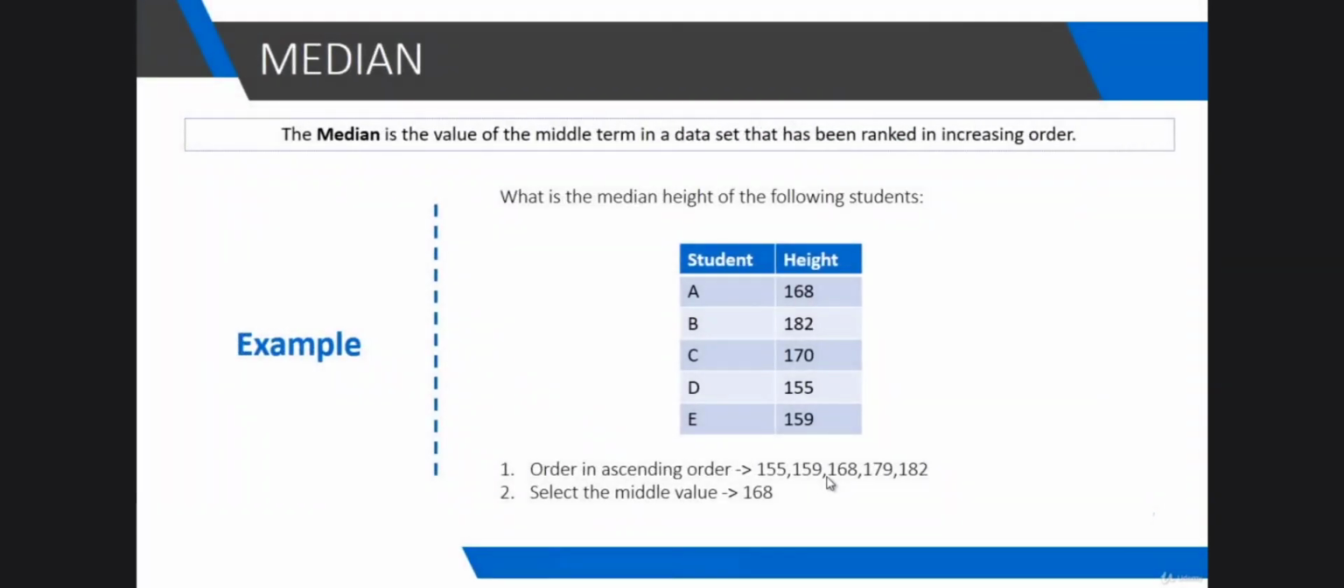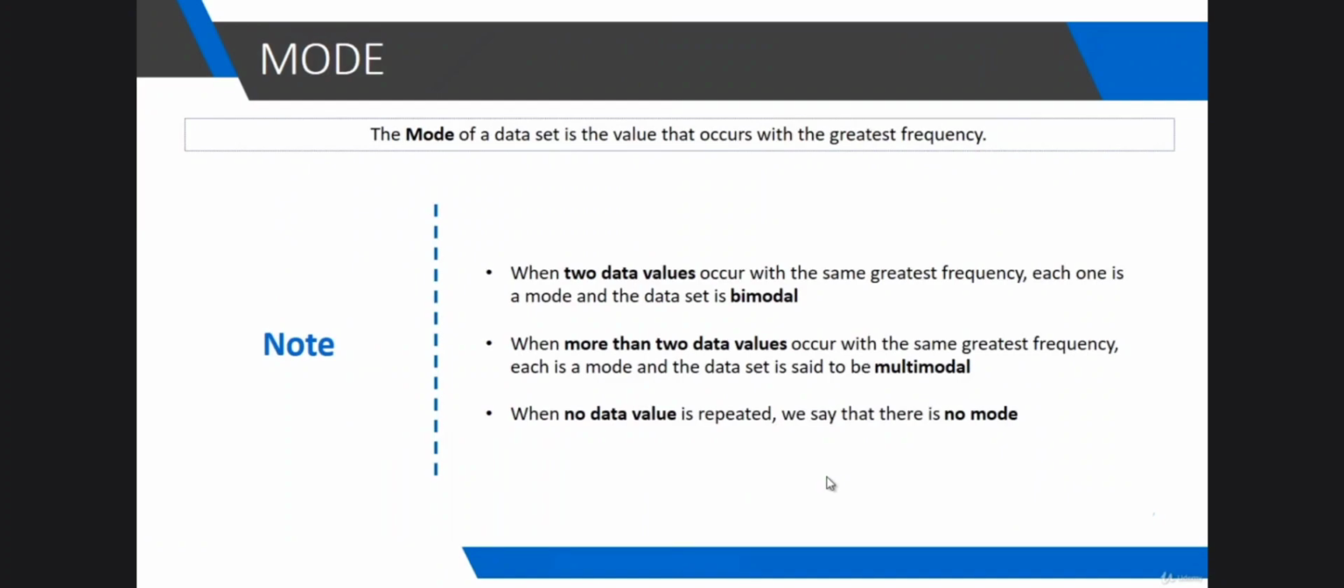Next is mode. Mode is the value which occurs the maximum number of times in the data. So if you consider probability, the mode value has the maximum probability of occurrence. Now depending on the number of modes that a data has, it is given different names. If data has 2 modes, it is bimodal. If more than 2 modes, then it is multimodal. Or if no value is repeated and frequency is 1 for each value, data has no mode.